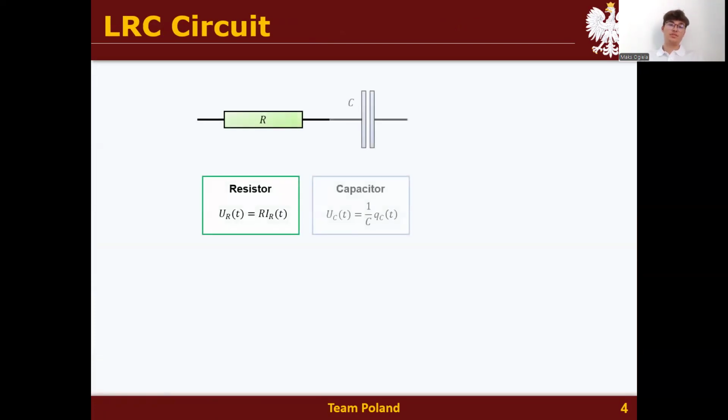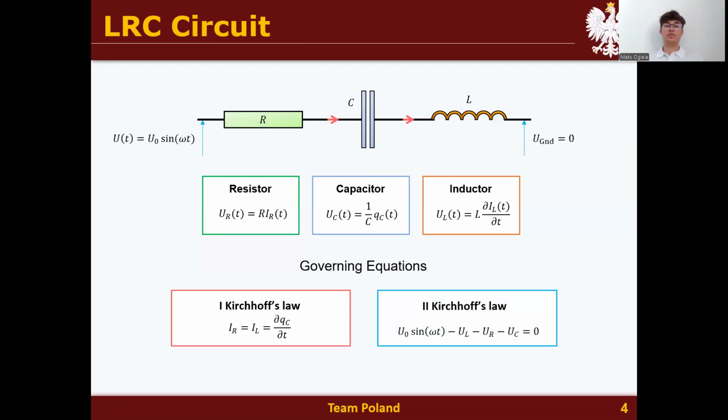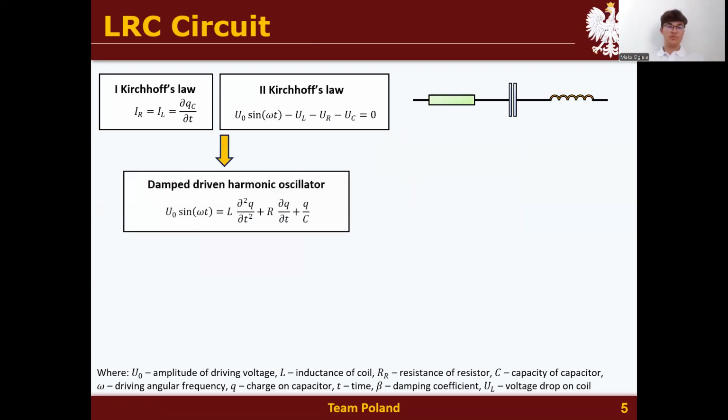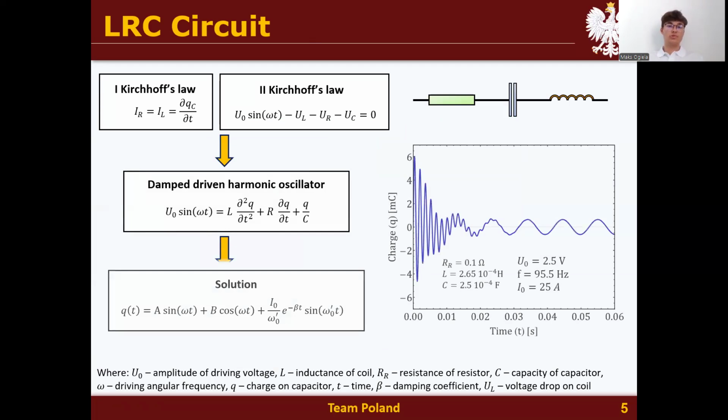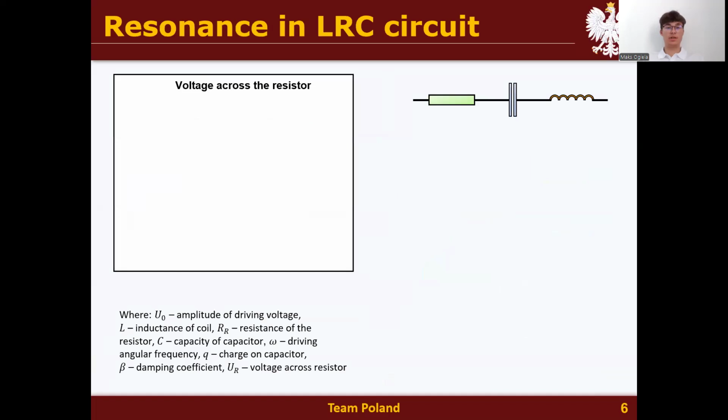It consists of a resistor, capacitor and inductor connected in series. Using governing equations, the first Kirchhoff's law, which states that the current flowing through each of the elements of our circuit is the same, and the second Kirchhoff's law, which states that the total voltage applied to our system equals the total voltage drop across all of the elements in our circuit, we obtain the damped-driven harmonic oscillator equation, whose solution looks like this. However, we can see that the part coming from the general solution is only relevant for small periods of time, and we will only investigate the steady state region in our case.